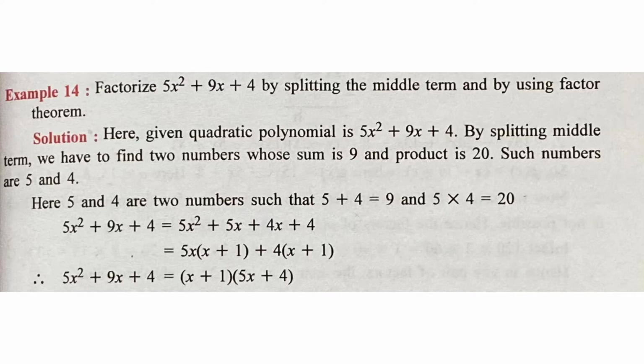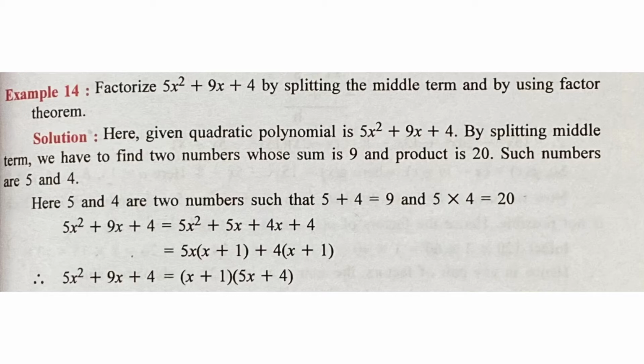So let us factorize the given polynomial 5x square plus 9x plus 4, which can be written as 5x square plus 5x plus 4x plus 4. Here we have splitted the middle term 9x into 5x plus 4x. So if we take first two terms, 5x is common and we will get 5x into x plus 1. In the last two terms, 4 is common. So we get 4 into x plus 1. So 5x into x plus 1 plus 4 into x plus 1. Taking x plus 1 common, we get x plus 1 into 5x plus 4.